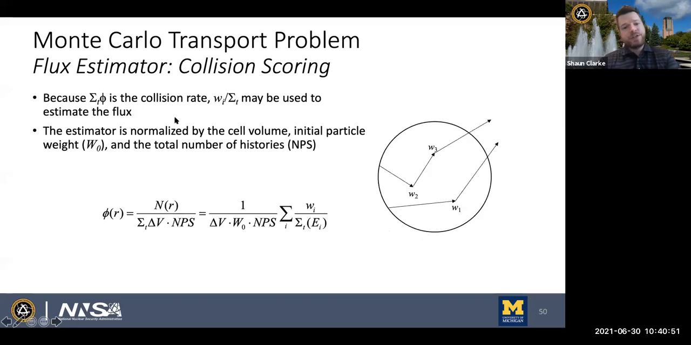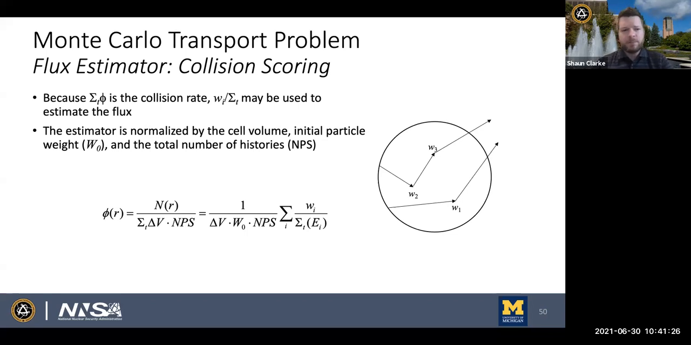Collision scoring is similar. There just is a divisor by the total cross section to make the units work out. So in this case, instead of counting the length of the track, we're actually counting the number of individual collisions that happen in the cell. And the 1 over cross section fixes the units so that we still end up with 1 over area. So in principle, the track length estimation and collision estimation both result in the same value for flux.